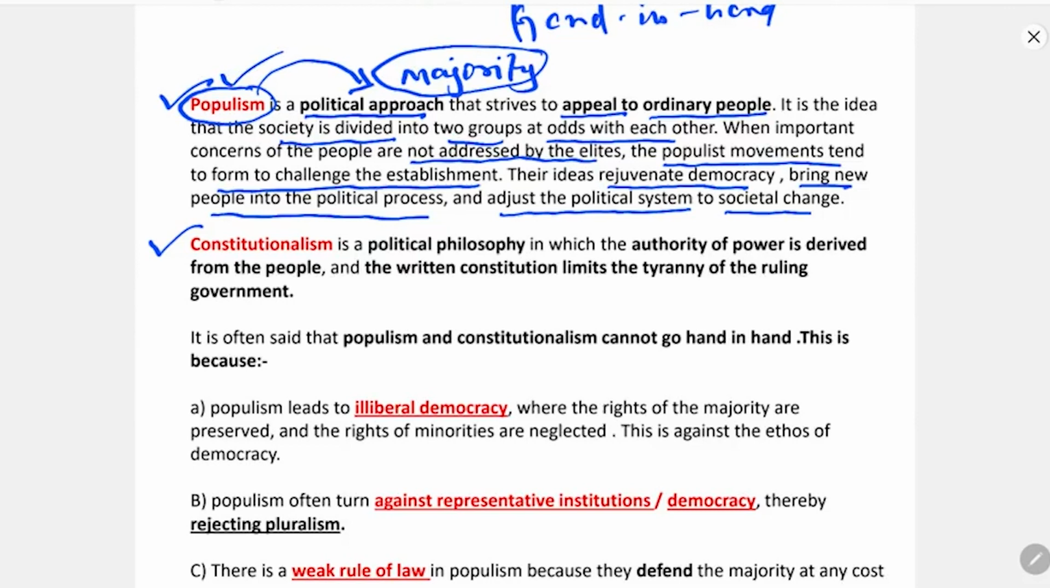Now coming to constitutionalism. Constitutionalism is also a political philosophy where the authority of power is derived from the people, and the written constitution limits the tyranny of the ruling government. Constitutionalism in a way limits the arbitrariness of the ruling government. This is the meaning of constitutionalism. See, the constitution is a written book. Constitutionalism is the theory, or the soul, behind that constitution. So here constitutionalism means it will limit the authoritativeness, the arbitrariness or the tyranny of the ruling government. So this statement has to be mentioned in the meaning.